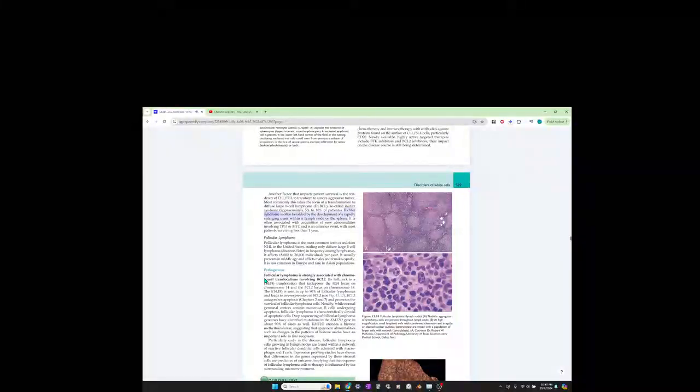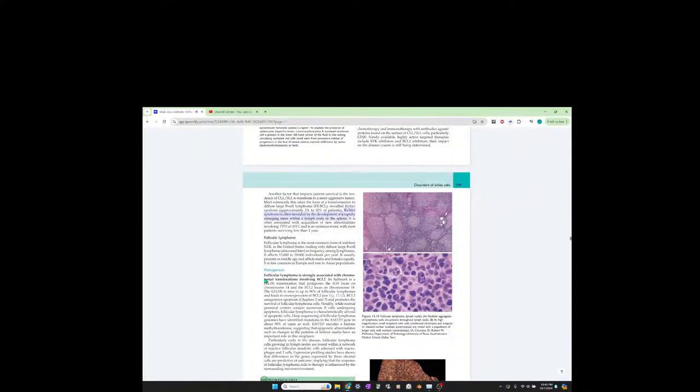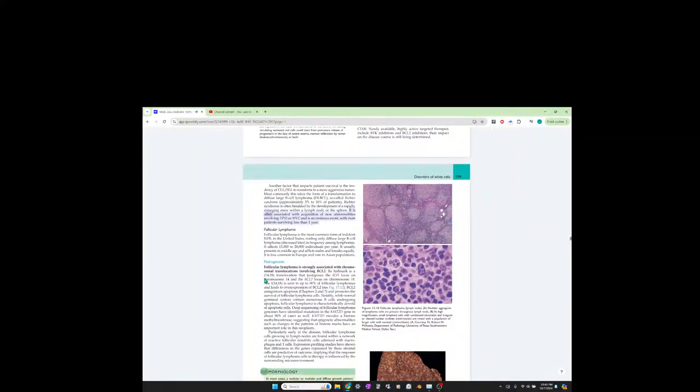Richter syndrome is often heralded by the development of a rapidly enlarging mass within a lymph node or the spleen. It is often associated with acquisition of new abnormalities involving TP53 or MYC and is an ominous event, with most patients surviving less than 1 year.